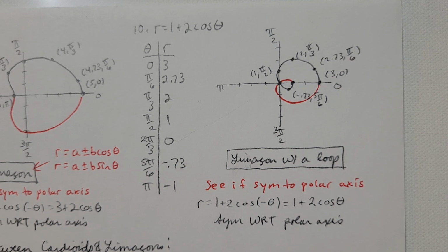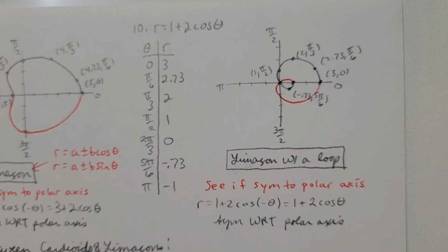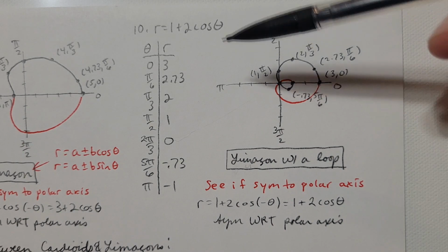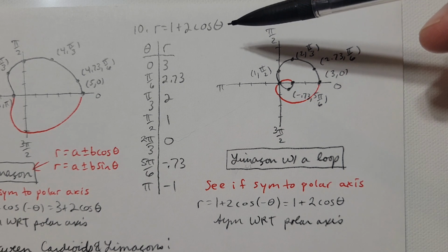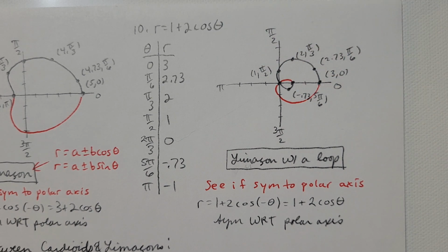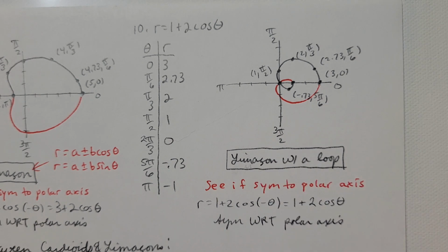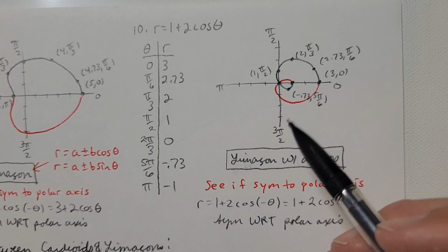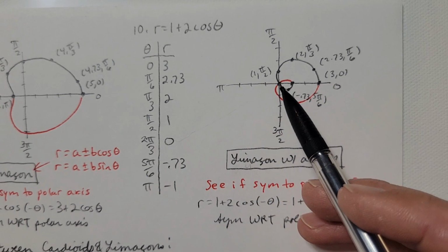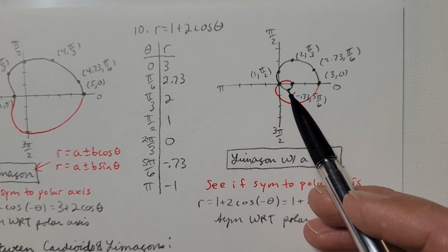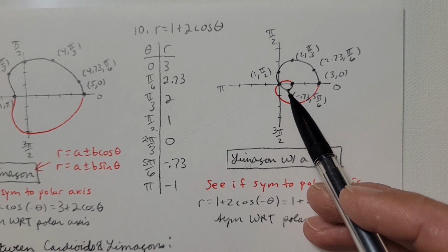And then the next one I select is 5 pi over 6. Cosine of 5 pi over 6 is negative root 3 over 2, times 2 is negative root 3, plus 1. Root 3 is about 1.73, so negative 1.73 plus 1, I'm looking at negative 0.73 as the r value. So on the 5 pi over 6 radial line, I need to go out in the opposite direction 0.73 units and plot that next point. So I'm in quadrant 4.